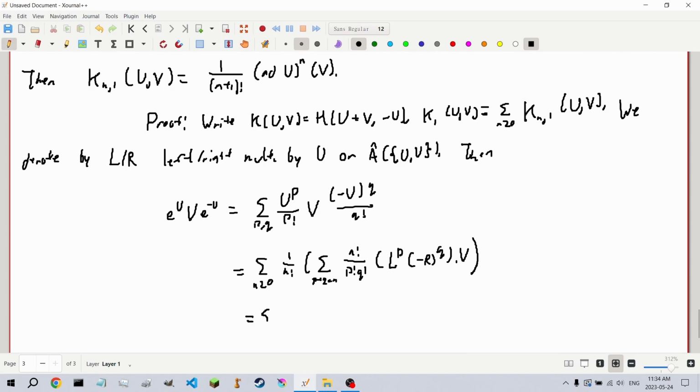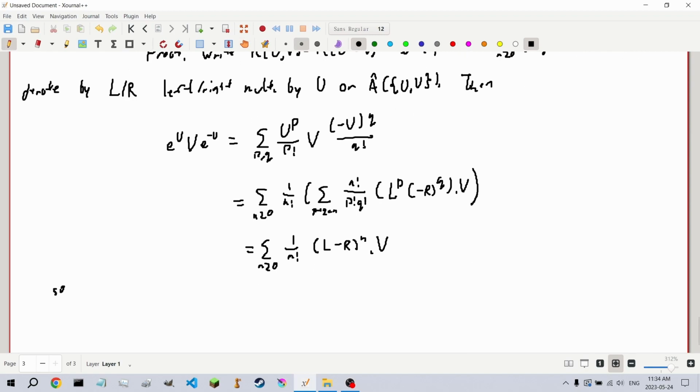which is the sum for non-negative n of 1 over n factorial times (L minus R) to the n acting on V, giving us that the conjugate of V by e to the U is the sum over non-negative n of 1 over n factorial times n copies of the adjoint of U acting on V.